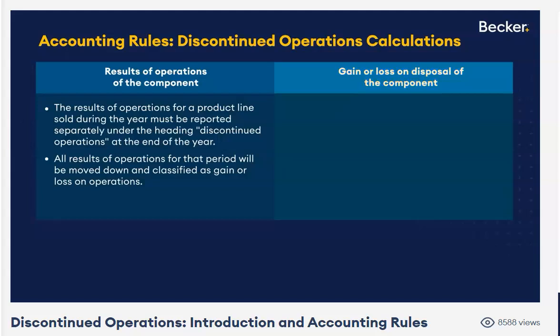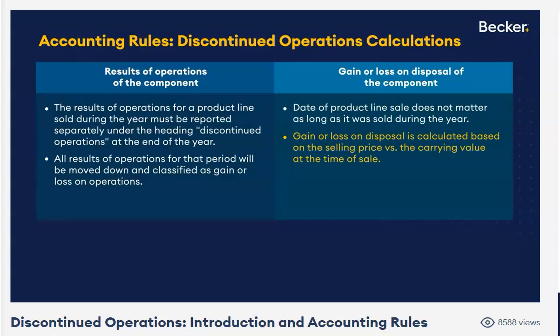Second thing we got to look for is, did we actually sell it that particular period? So again, if they sell it, I don't care if they sell it in February or July, it doesn't matter. Whenever they sell it, you're going to do a calculation. Well, what was the selling price versus what was the carrying value at the time of sale? That gain or loss on disposal will be reported under the heading discontinued operations.